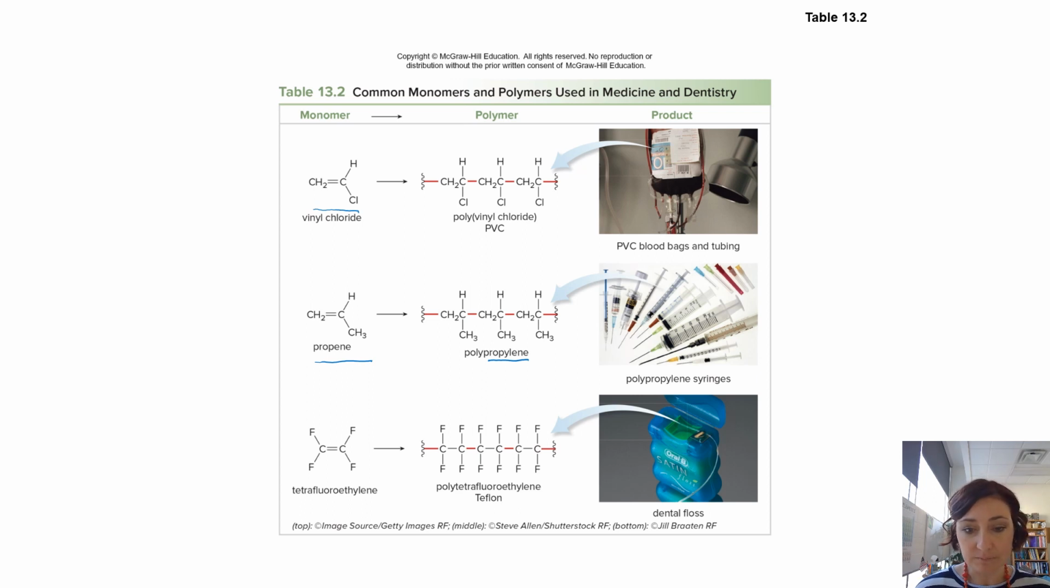Tetrafluoroethylene is polytetrafluoroethylene, also known as Teflon. That's what your dental floss is coated in. Sometimes your cooking pans are coated in that. That's a non-stick surface. So we really see polymers in our everyday life a lot. Thank you, chemistry.